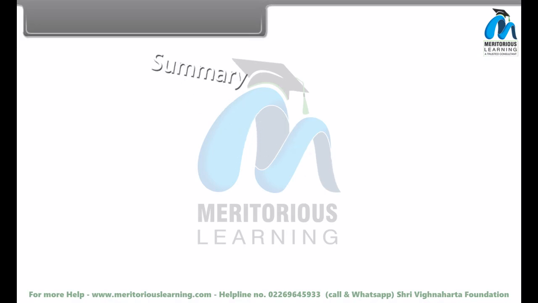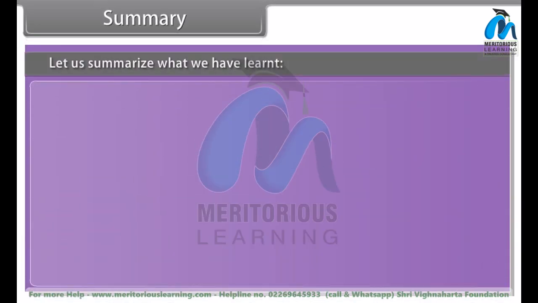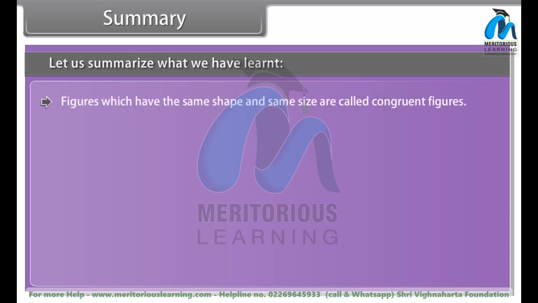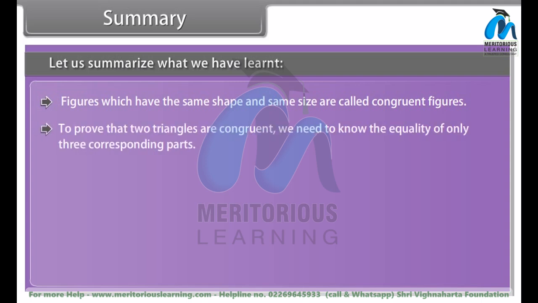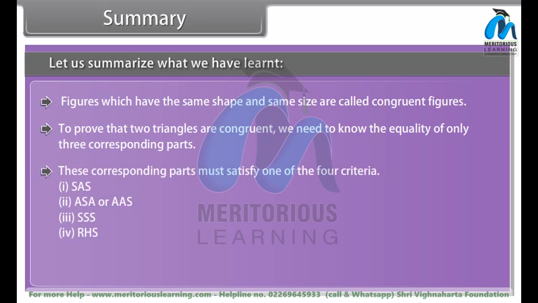Summary. Let us summarize what we have learned. Figures which have the same shape and same size are called congruent figures. To prove that two triangles are congruent, we need to know the equality of only three corresponding parts. These corresponding parts must satisfy one of the four criteria: 1. SAS. 2. ASA or AAS. 3. SSS. 4. RHS.